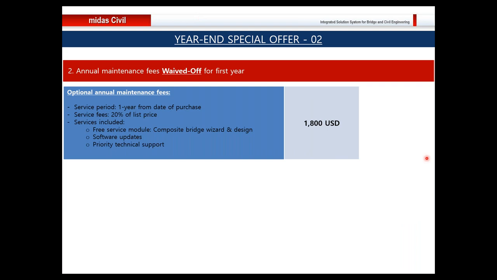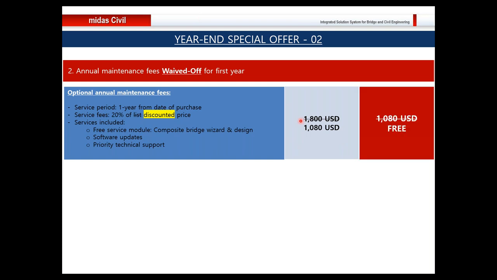Not just that, even on the annual maintenance fees, which is usually charged on the list price, we are charging on the discounted price. So your future recurring fees are reduced, and the fee would be fixed to $1,080, which is again 20% of the discounted price. This would be the future maintenance fee for your annual maintenance.